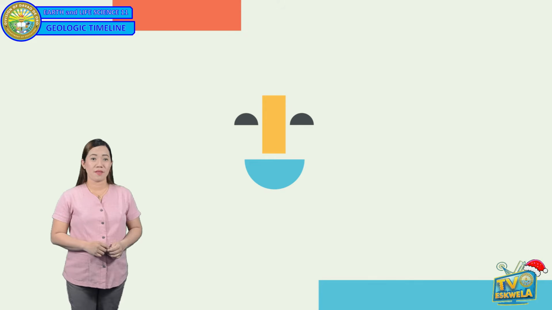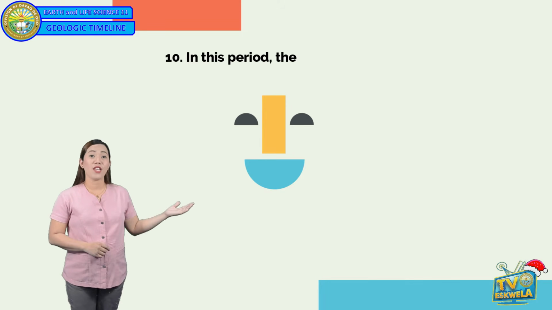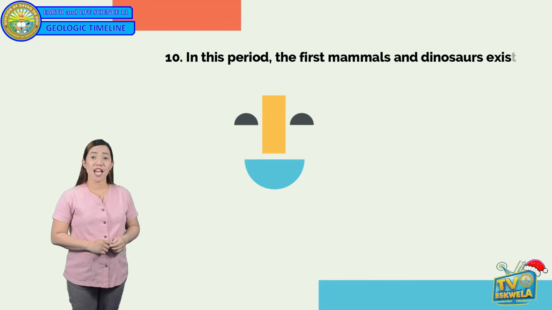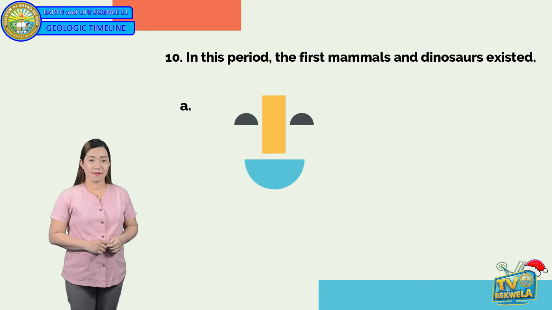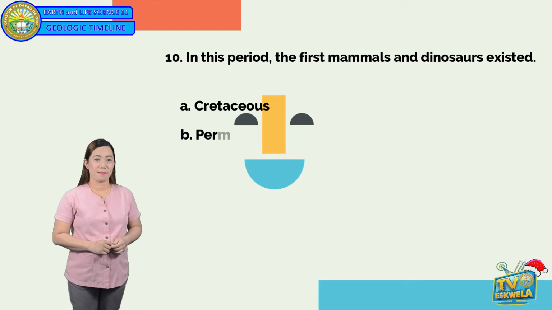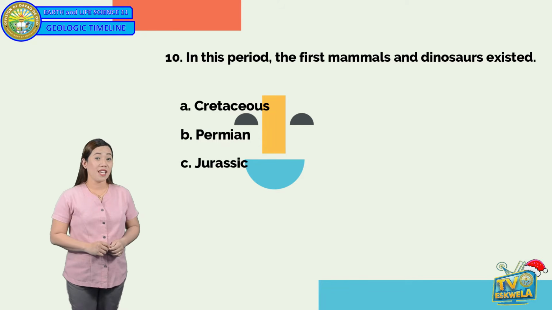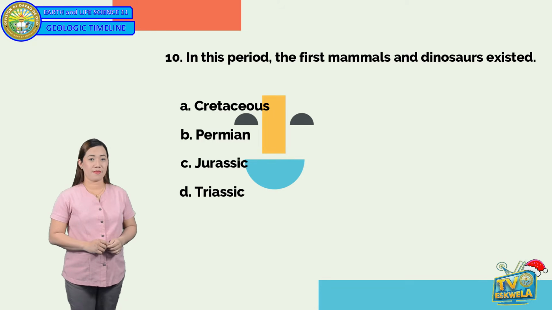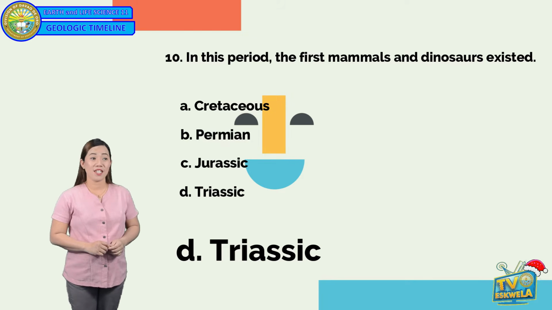Number 10. In this period, the first mammals and dinosaurs existed. A. Cretaceous. B. Permian. C. Jurassic. Or letter D. Triassic. The answer is letter D, Triassic.